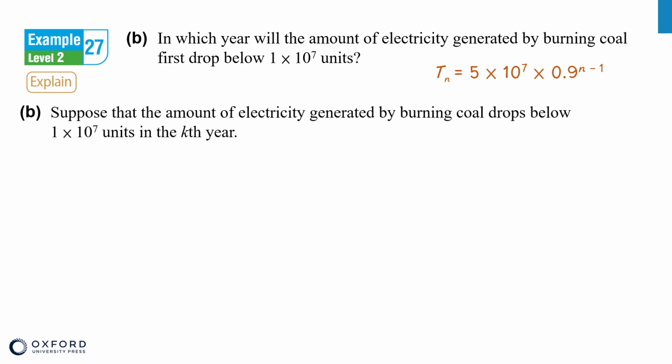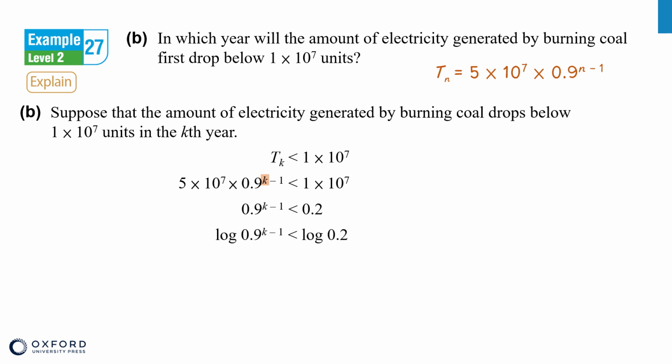Suppose that in the kth year, the amount of electricity generated by burning coal drops below 1 times 10 to the power of 7 units. We can set up an inequality like this. All we need to do is to solve for k. Simplifying the inequality, we have 0.9 to the power of k minus 1 is less than 0.2.